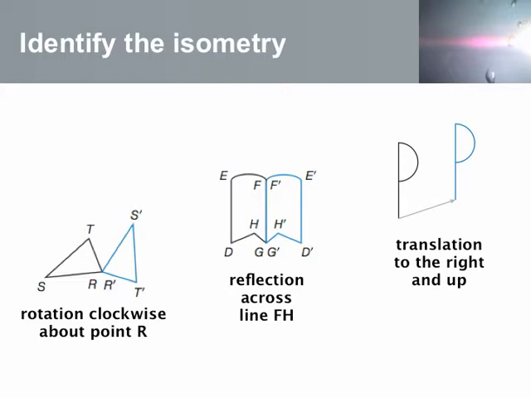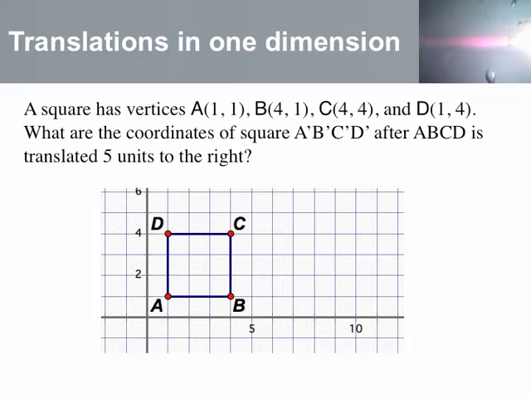Let's look at translations now. What if we translate this square, A, B, C, D? We'll call this the pre-image. If we were to shift this 5 units to the right, what would the image A prime, B prime, C prime, D prime look like? And what would its coordinates be? Here's the image, and the coordinates would only change, the x would only change, the y would stay the same. So that's when you translate in one direction, or one dimension.